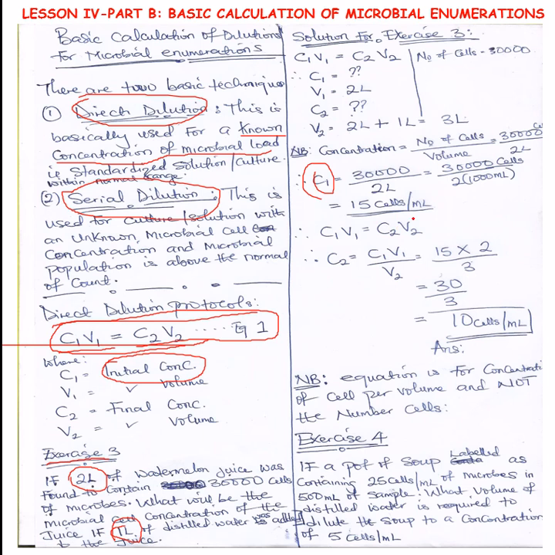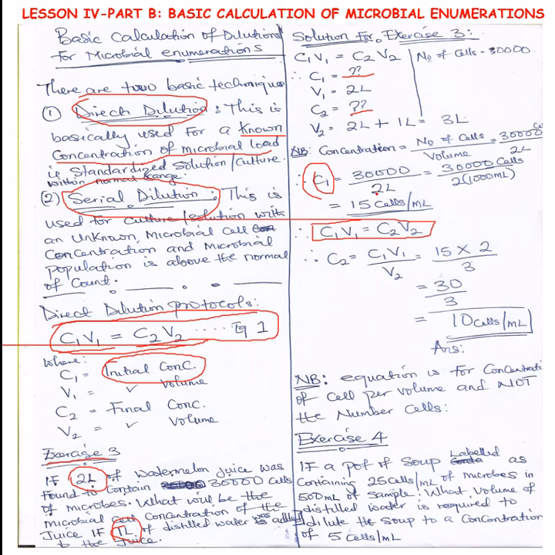15 cells per ml. You have now determined the C1 in order to be able to use this equation. Otherwise, when C1 is not given and C2 is not given, you must determine the C1. So it's only C2 that you now use equation 1 to determine. In this case, you make C2 the subject of the formula.